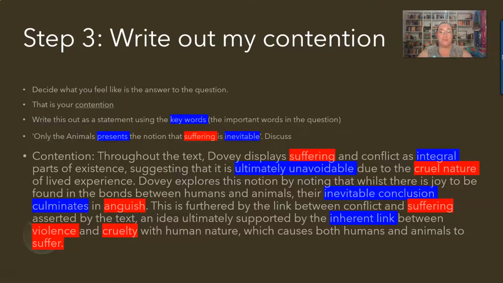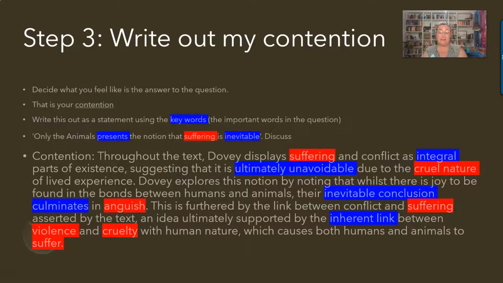It has the first part where I talk about suffering and conflict being part of being a human being. And then I have my second idea where it's about, even though there is a lot of joy to be had in relationships between humans and animals, ultimately their inevitable conclusion leads to sadness.